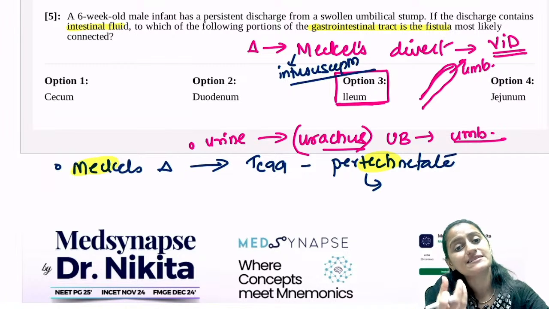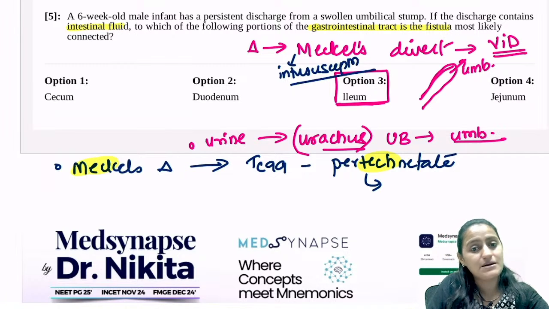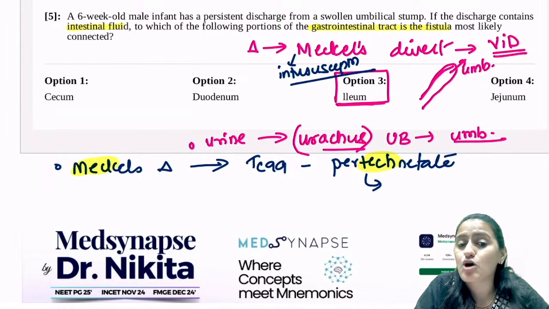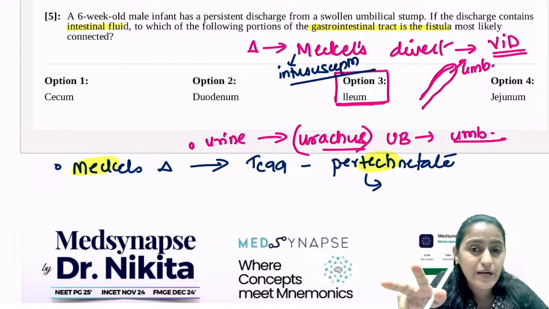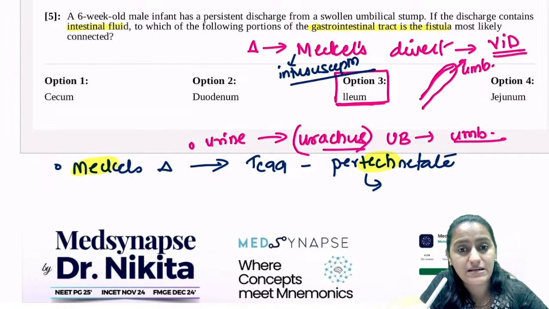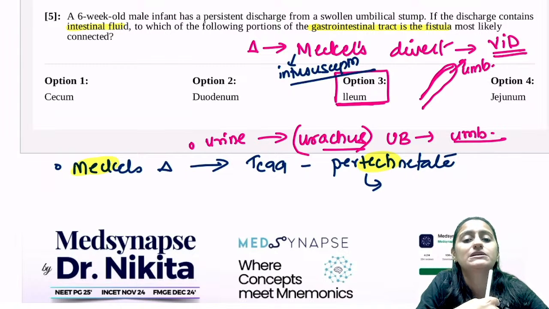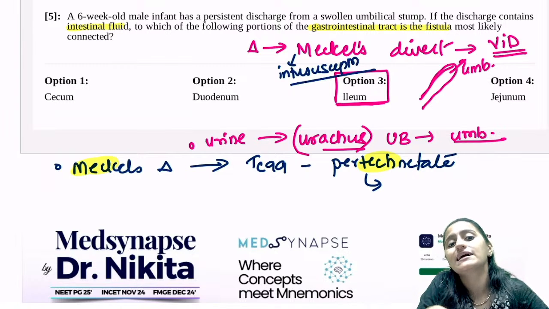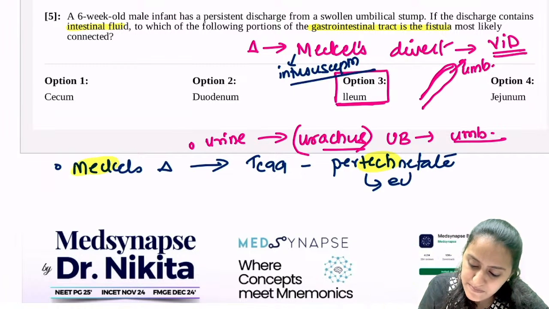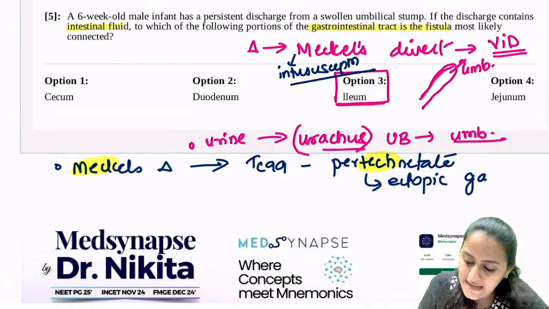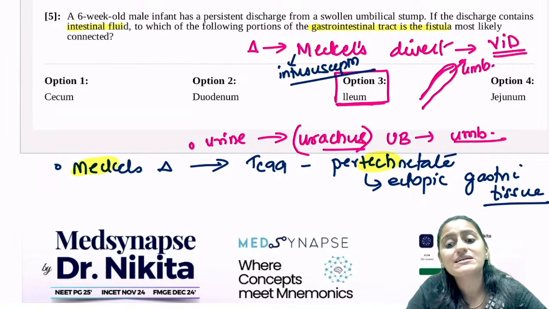Why do we use pertechnetate? Because pertechnetate is a substance which is taken up by the stomach mucosa. Meckel's has ectopic gastric mucosa. Even this is a question asked. It has the rule of 2: 2 ectopic tissues, that is gastric and pancreatic. So the ectopic gastric tissue in Meckel's will pick up this pertechnetate and you'll be able to localize the ectopic gastric tissue and hence the Meckel's in the RIF, right? That is why we use this pertechnetate scan.